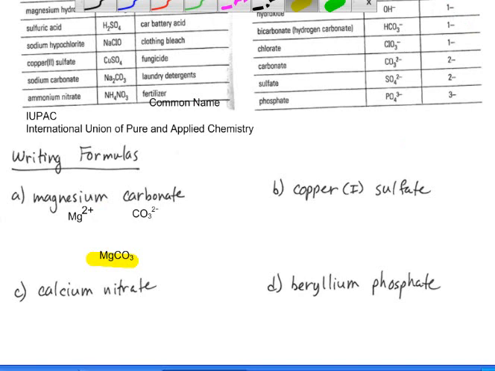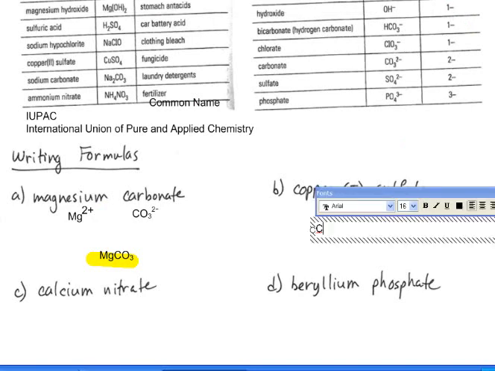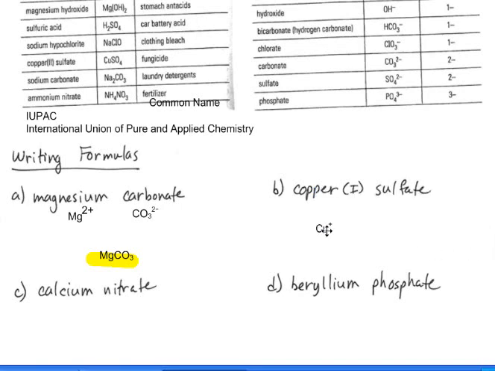Okay. If we look over here, copper 1 sulfate. So that tells you copper, and it's the +1 version. So we're told what we're using there. And sulfate, SO4, 2 minus.